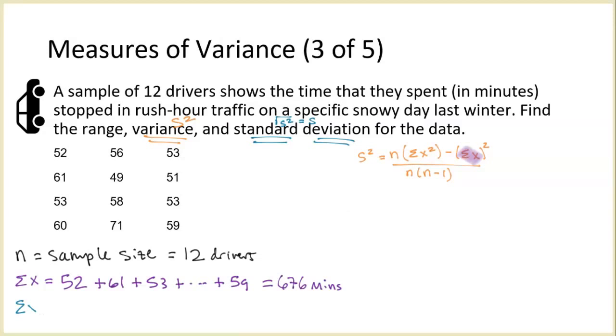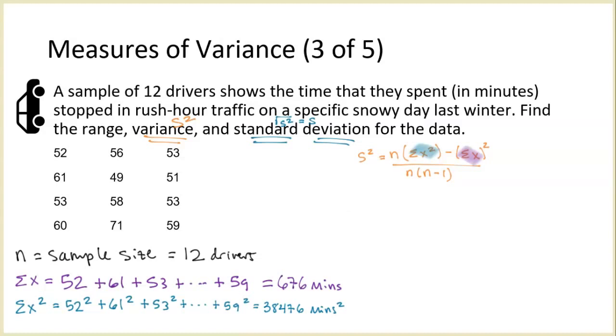last winter. And then the third value we have to find is the sum of the squares of those values. So 52 squared, 61 squared, 53 squared, all the way up to 59 squared. And that value, 38,476, is in minutes squared.